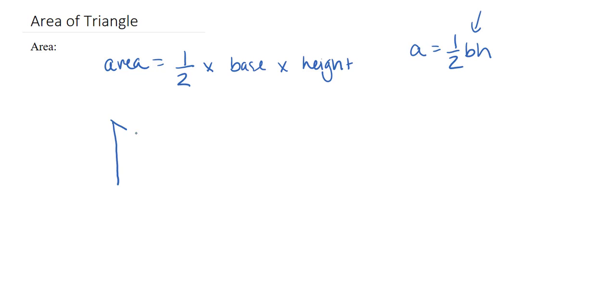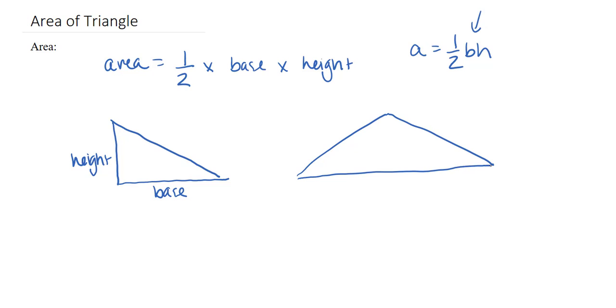If we had a triangle that looked like this, we would say this is the base and this is the height. What if we had a triangle that looked like this? Well, this would be the height and the bottom would be the base. So we can see how that is.